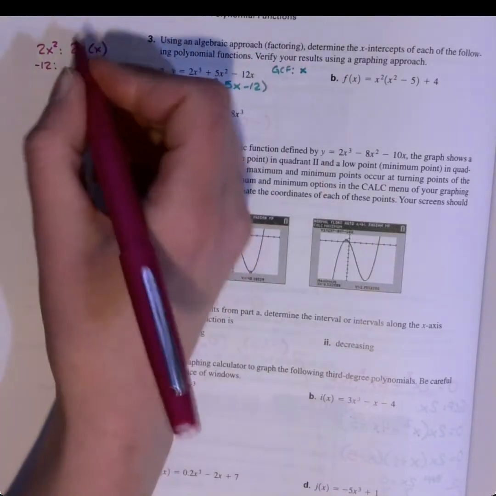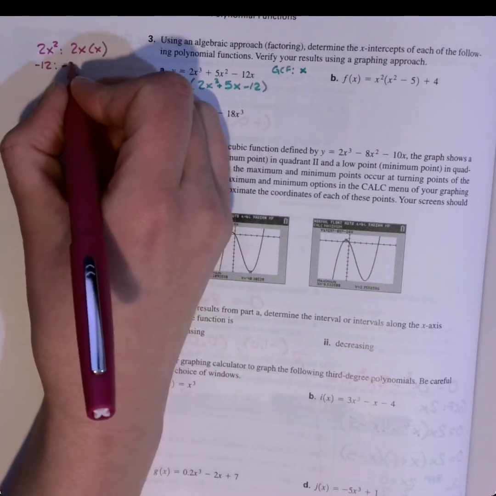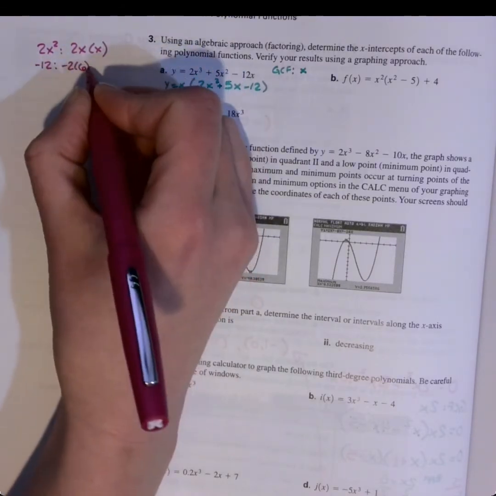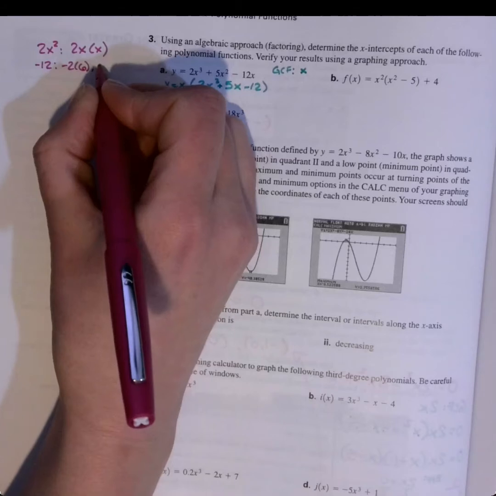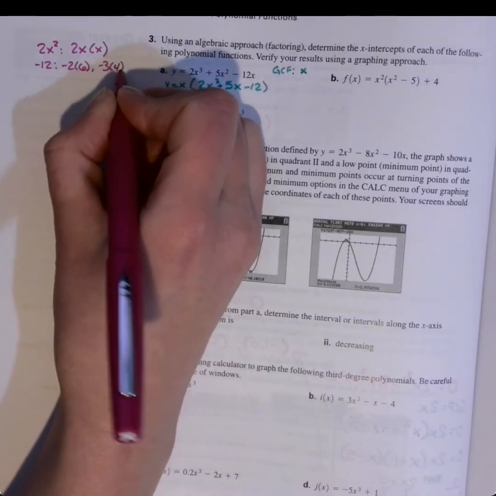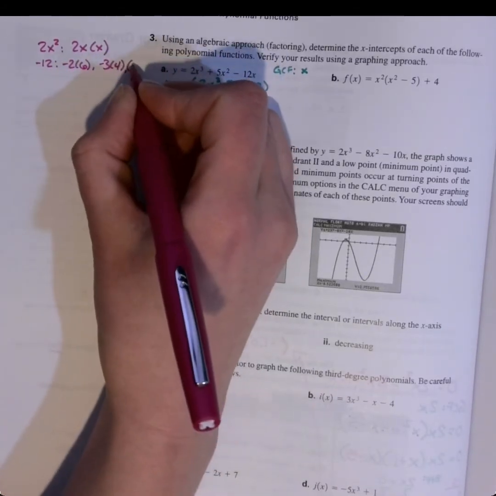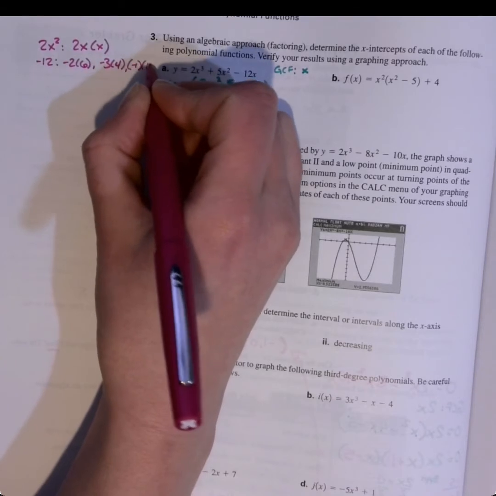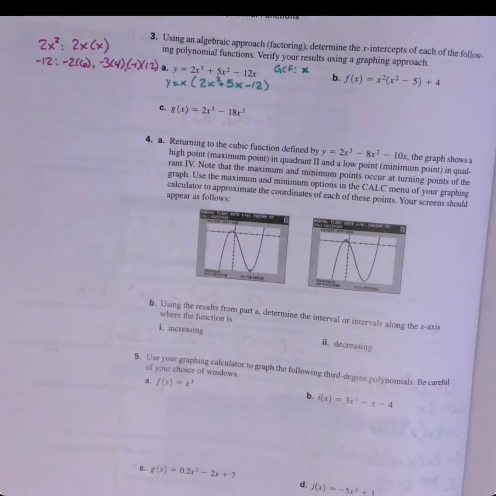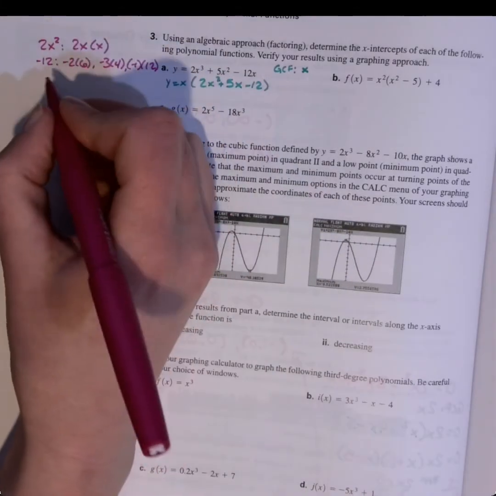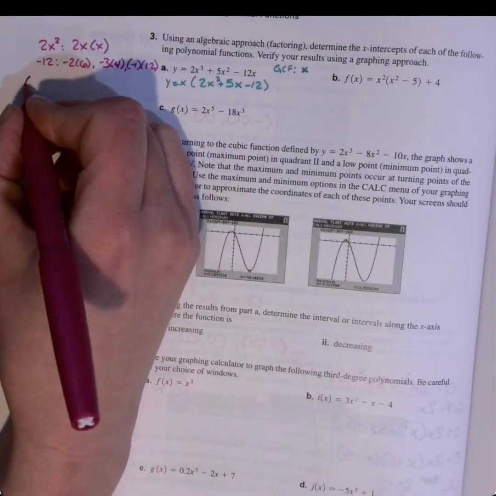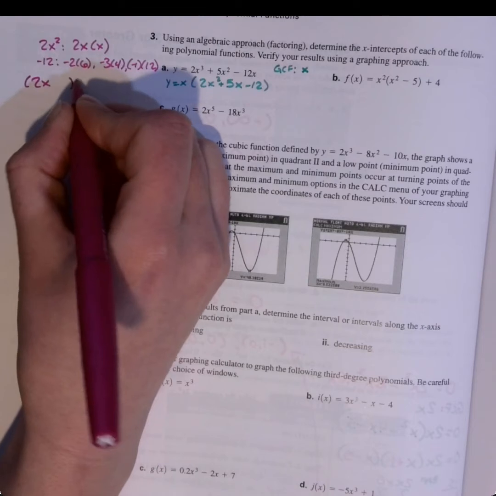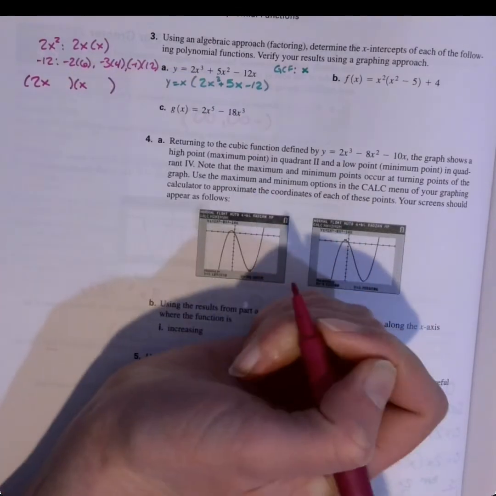So -12 could be made by negative 2 times 6, or vice versa with the negatives. It could be made by negative 3 times 4, or vice versa, and it could be made by negative 1 times 12, or vice versa. So lots of ways to make a negative 12. We're going to take 2 and see if we get there. So I'm going to do 2x and x, and we'll start trying to break this down.